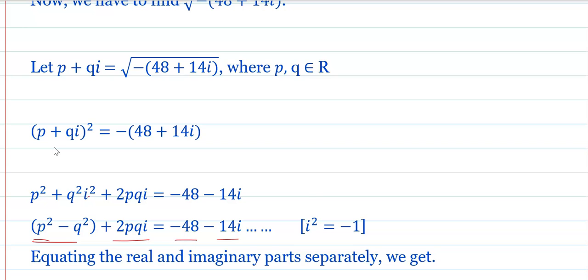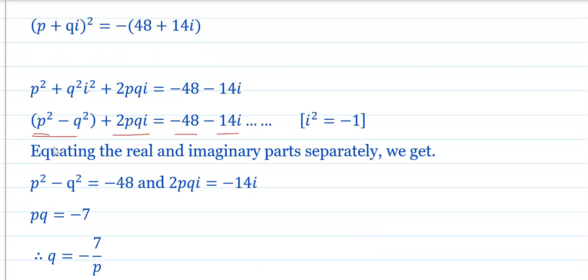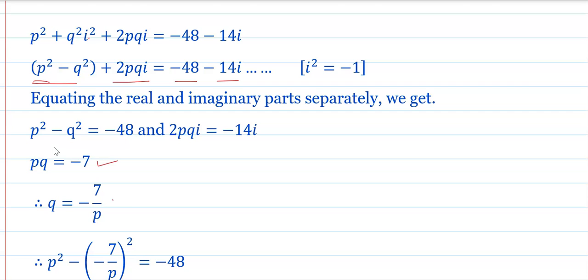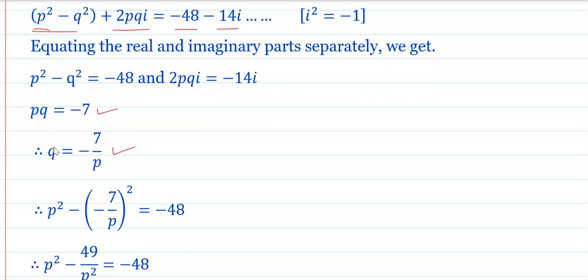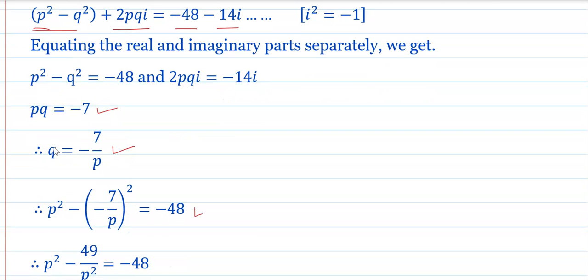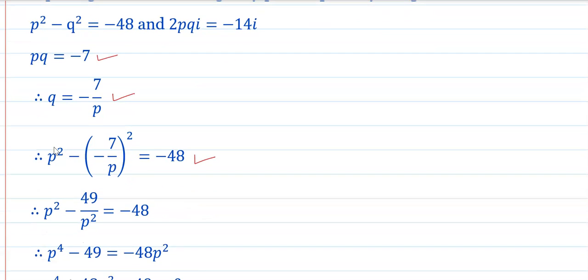Equate: p square minus q square is equals to minus 48, and 2pq is equals to minus 14. Therefore, pq is equals to minus 7, so q is equals to minus 7 upon p. Substitute the value of this q in this expression: p square minus (minus 7 upon p) square is equals to minus 48. The square is 49 upon p square.